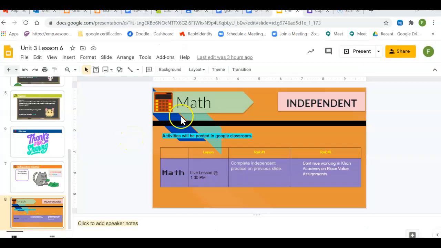And for our next slide, this is for our independent work. You're going to complete the previous slide that I just introduced. And also I want you for task number 2 to continue working on Khan Academy on the place value assignments that were assigned to you by your teacher. So those are the 2 things that you should be doing independently today.